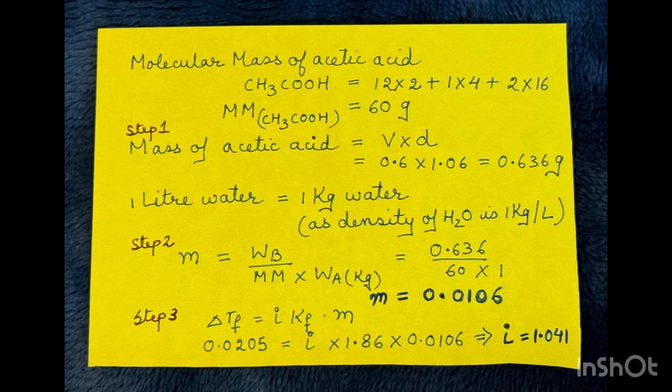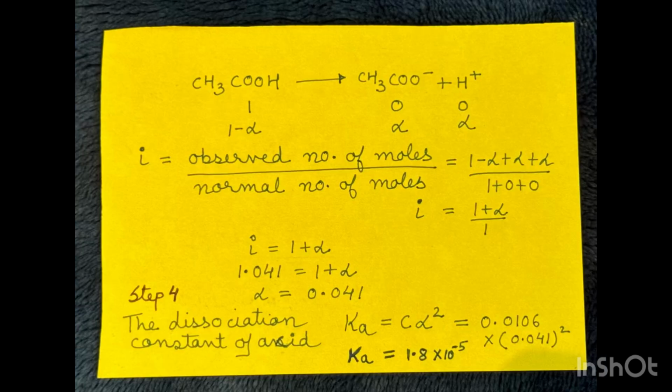Step 2, find out the molality. Step 3, you have to substitute the values and find out i. Now step 4, you have to equate i equal to 1 plus alpha and the dissociation constant of the acid Ka is equal to C alpha square, where the Ka value will be 1.8 into 10 raised to power minus 5. This will be the answer.